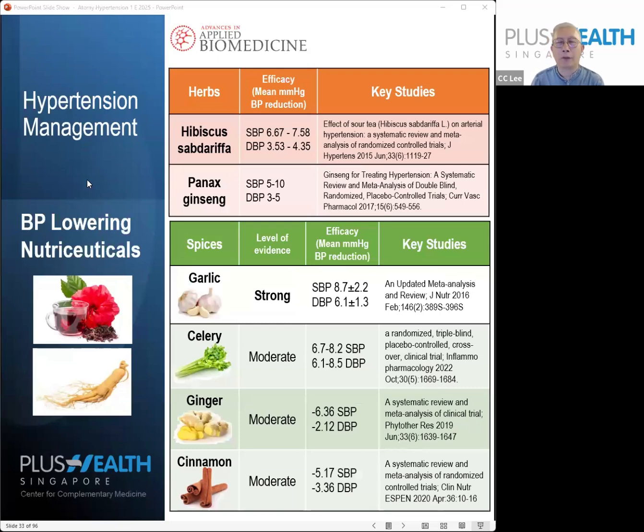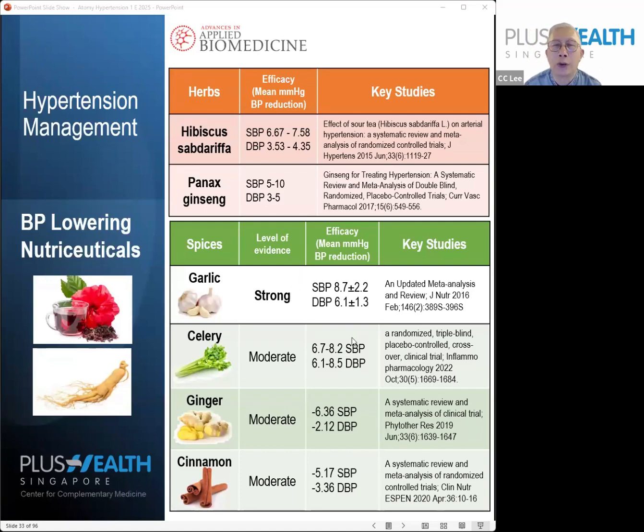Okay, now let's talk about the food, but before that, nutraceutical means food that we can take, and what are the foods that contribute to lowering blood pressure. Now here we talk about two. One is the herbs. One is what they call the spices. Both are actually considered as food. So we are not asking you to go and take specific supplements, except for ginseng. Ginseng can be taken as a supplement.